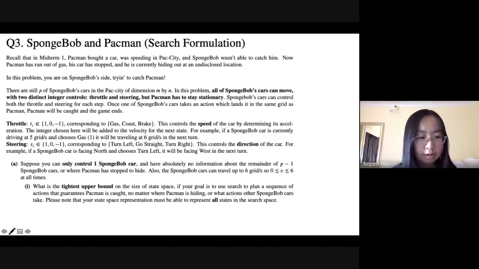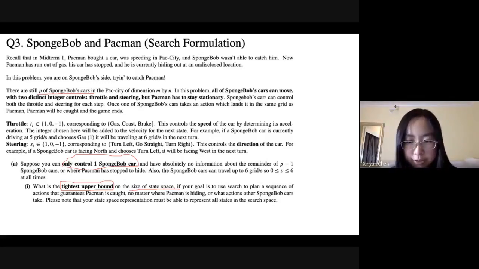Here the setting is, because the general problem statement says there are a number p of SpongeBob's cars, A is considering a special case where we only control one car. And then in this case, the question is asking what is the size of the state space, and it is asking for the tightest upper bound instead of a pretty loose bound as we've seen for the n-queens problem.